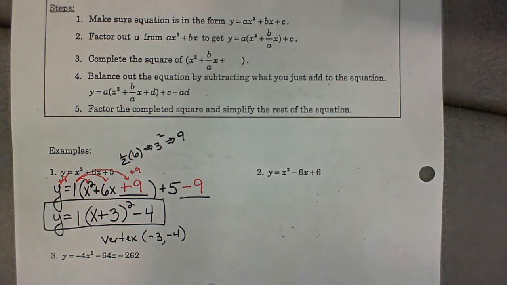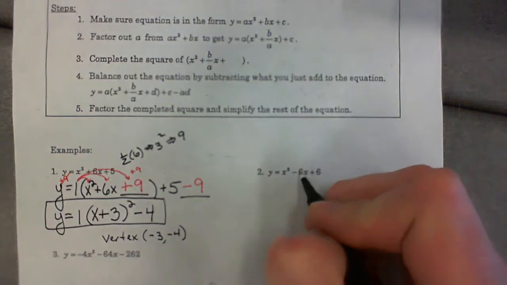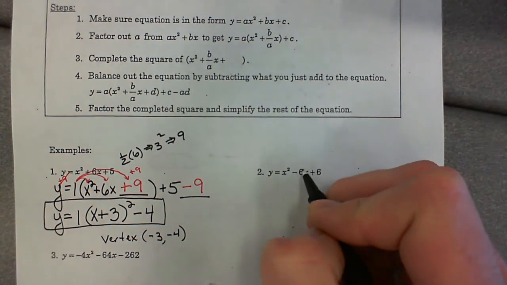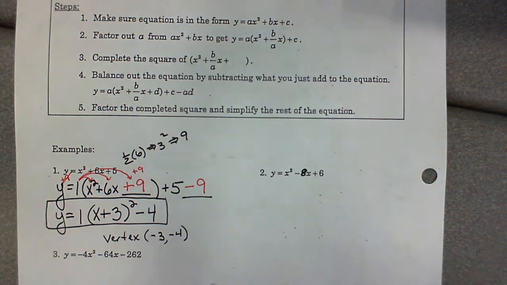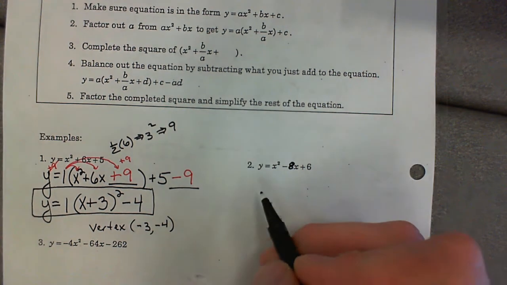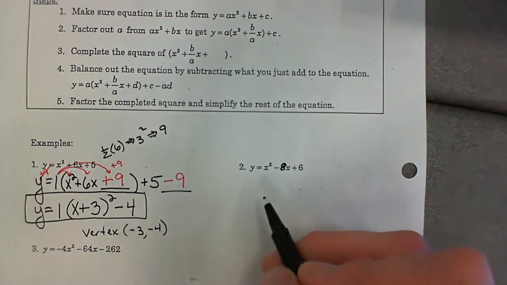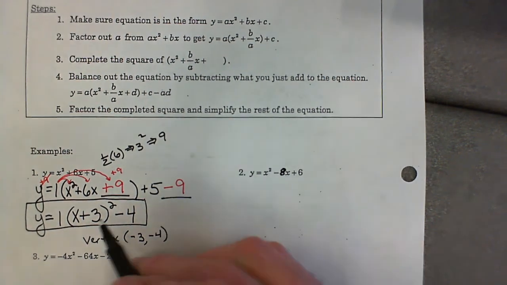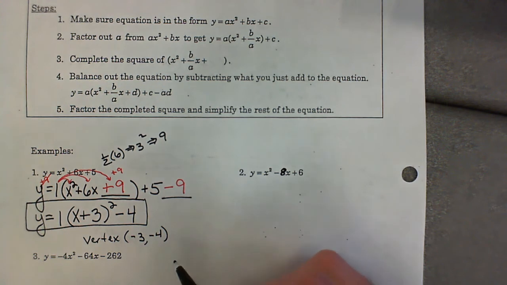Okay, on this one, I'm actually going to go ahead and change this problem just like we did in class. I'm going to change this to a -8. Otherwise, it's very similar to the previous problem. So I'm going to change this to a -8x. Okay? Now, let's go ahead and work through putting this into vertex form.